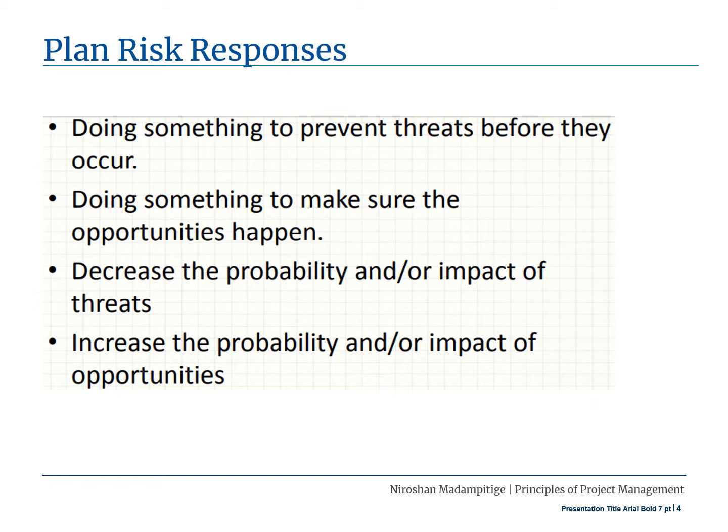Doing something to prevent threats before they occur. The intention is doing something to make sure opportunities happen. So if you have a positive risk, you want to emphasize it and encourage it to occur. Decreasing the probability and impact of the threats is a clear goal in this stage. Increasing the probability and impact of opportunities is also another goal.